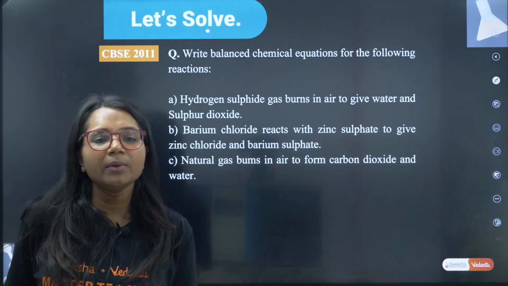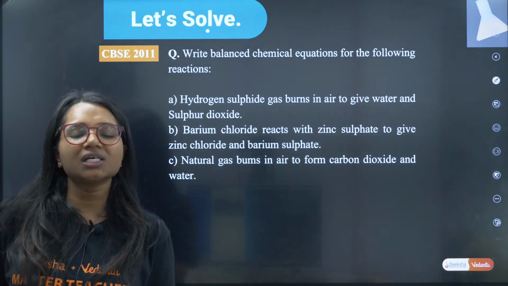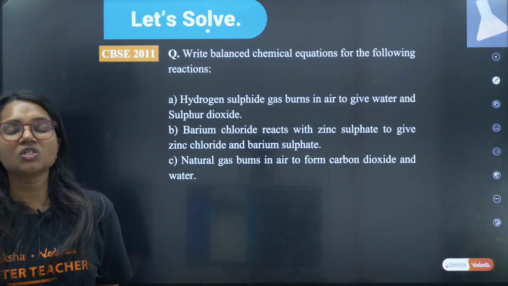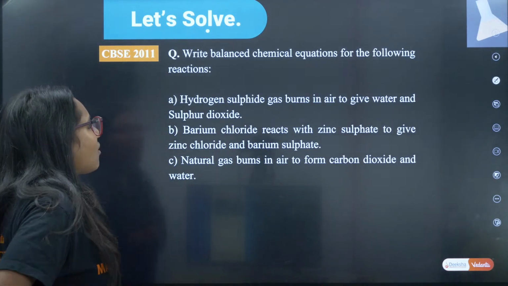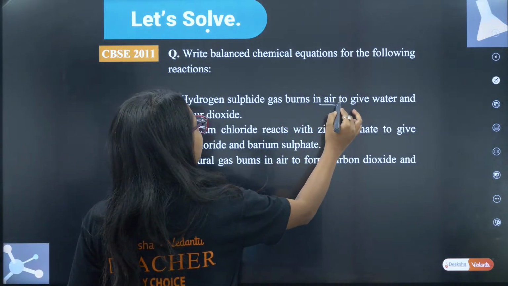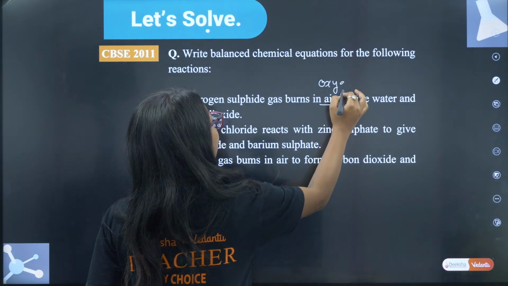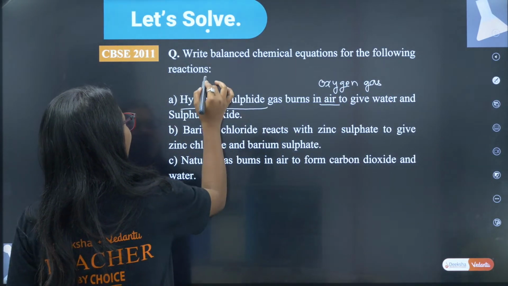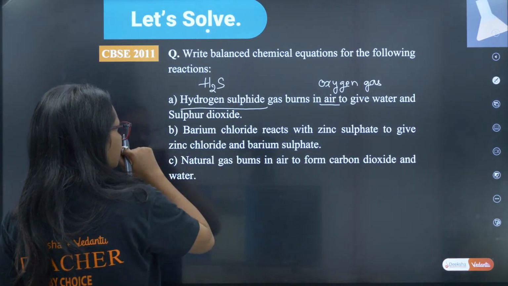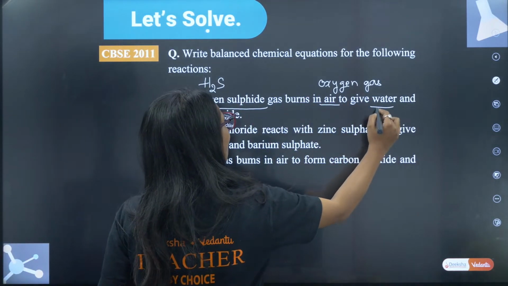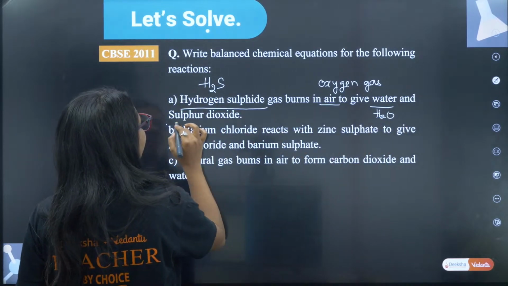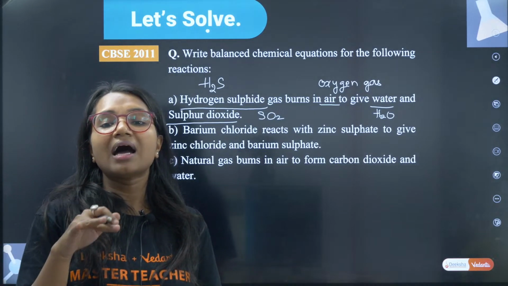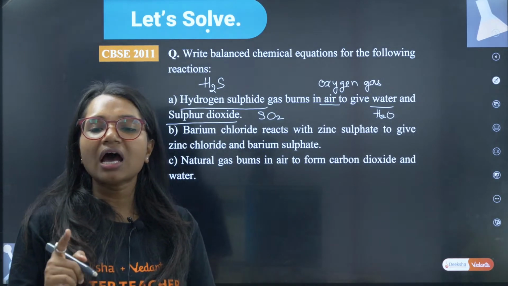Tell me, what is the formula for hydrogen sulfide? Hydrogen sulfide burns in air. Air means oxygen gas. Hydrogen sulfide means H2S, to give water, which means H2O, and sulfur dioxide, which means SO2. So you have to write the balanced chemical reaction. Very good, Vriksha. Very nice.